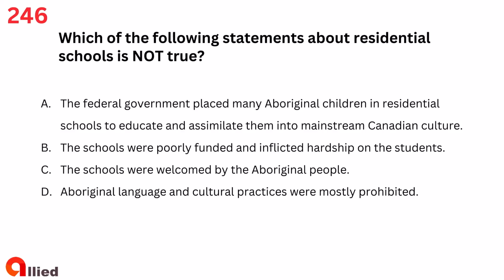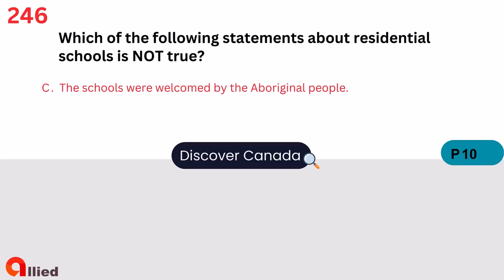Question 246. Which of the following statements about residential schools is not true? A. The federal government placed many Aboriginal children in residential schools to educate and assimilate them into mainstream Canadian culture. B. The schools were poorly funded and inflicted hardship on the students. C. The schools were welcomed by the Aboriginal people. D. Aboriginal language and cultural practices were mostly prohibited. The answer is C. The schools were welcomed by the Aboriginal people.